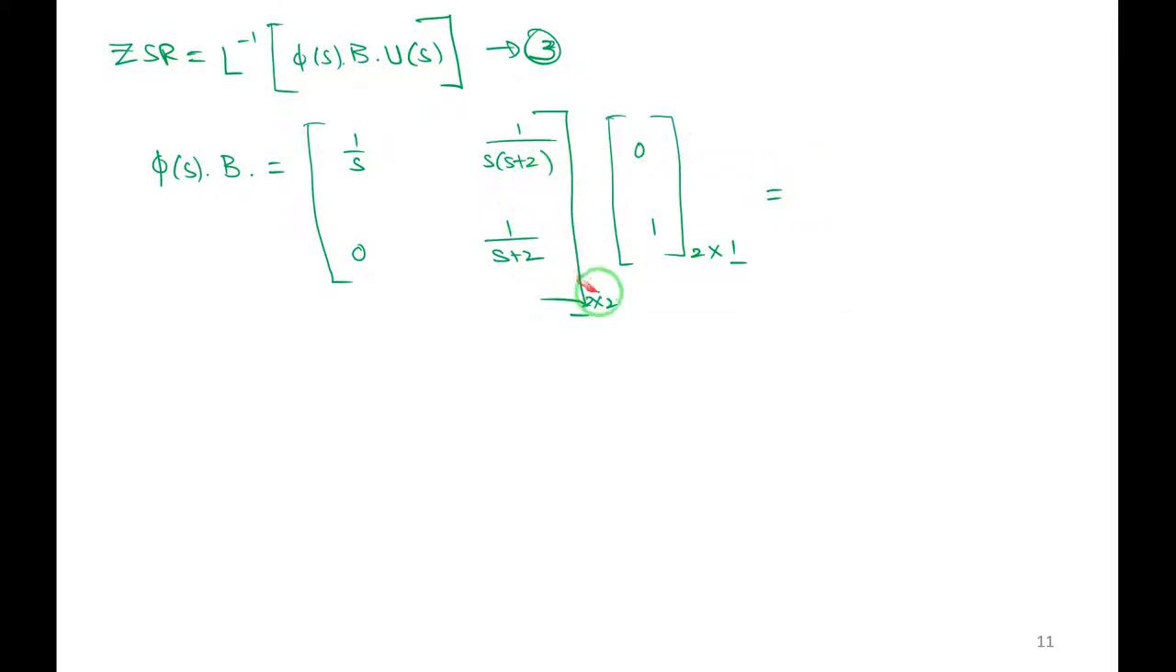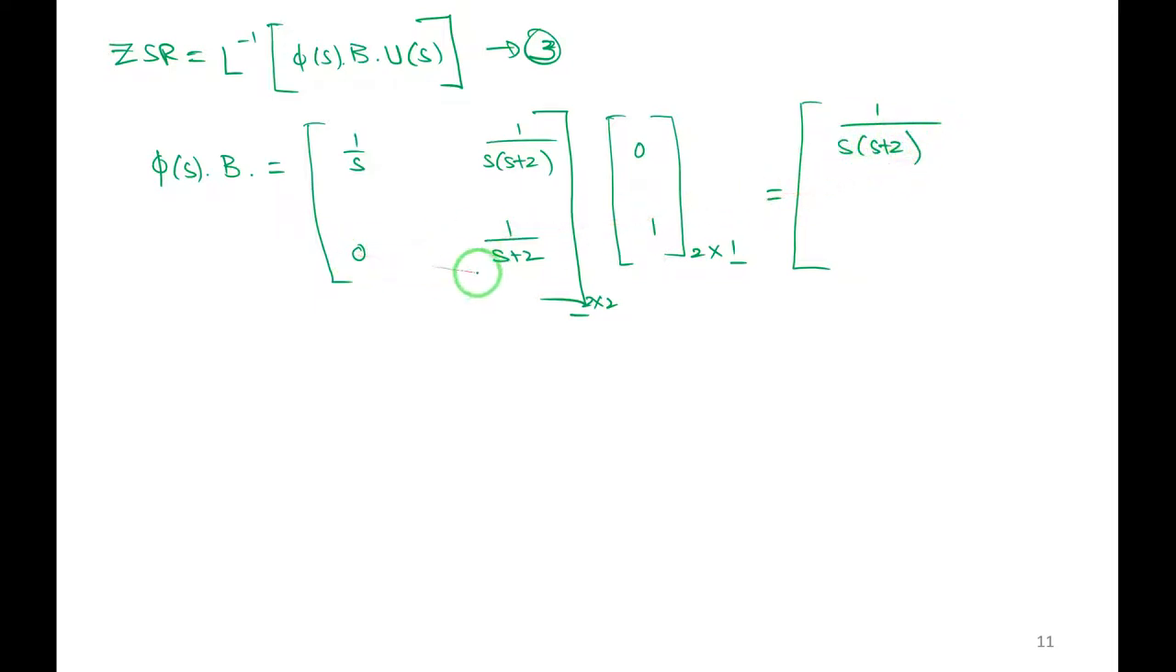So 2 rows, only 1 column, right? Let me do the first row, first column. So 1 by s into 0 will vanish, plus 1 by s into s plus 2 into 1. So that is nothing but 1 by s into s plus 2 that I will get.